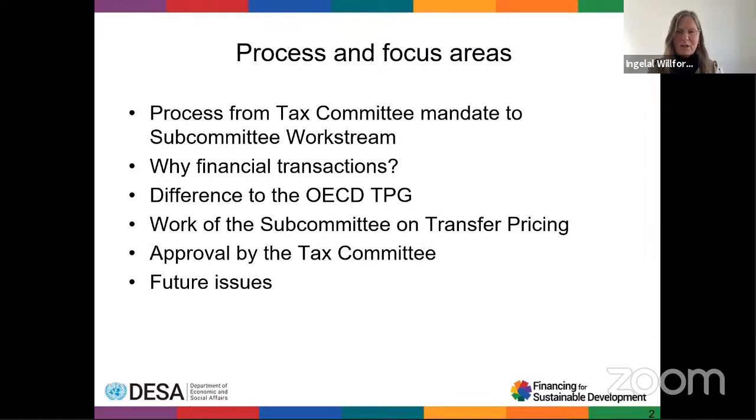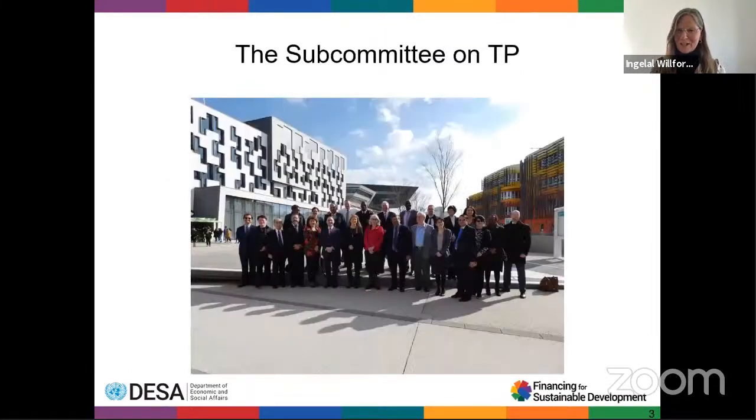So a bit more about the work of the subcommittee. How is it done? Well, before going into that, I would first like to present the subcommittee with a picture, which is on the next slide. So there you can see the very nice University of Vienna, Wirtschaftsuniversität. I don't think everybody's present, but this is a really very nice group of brilliant experts on transfer pricing.